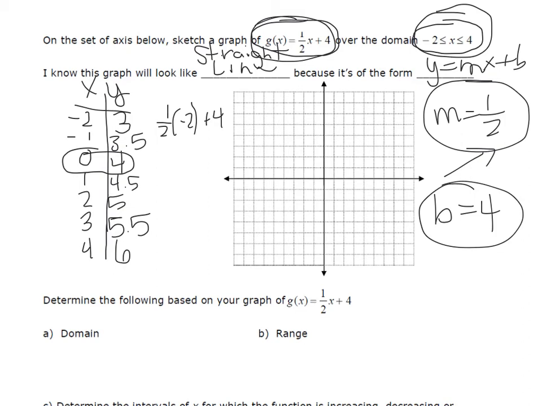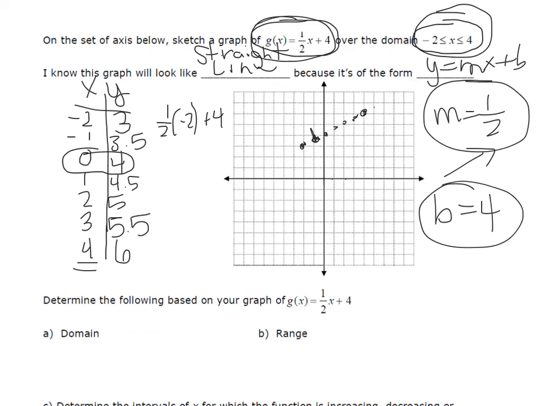-2, 3 would be to the left 2 and up 3. -1, 3.5 would be to the left 1, up 1, 2, 3.5. Sorry about my stylus, it doesn't do dots very well. 0, 4 would be right here. You're just going up by 1/2 each time. Now we don't want to go past x equals 4. 1, 2, 3, 4. That's why I'm stopping right here.